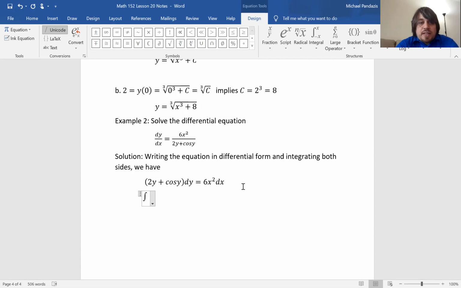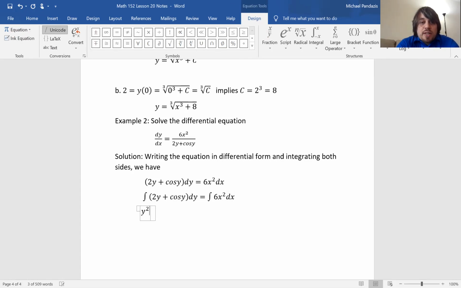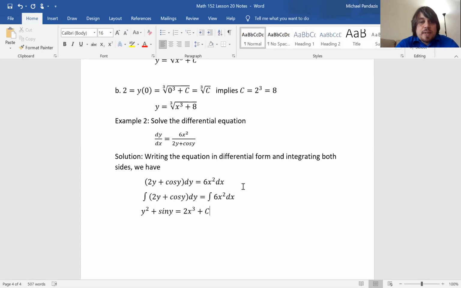So you have the integral of 2y plus cosine y dy, and that's equal to the integral of the right side, which is 6x squared dx. Okay, and now you just calculate the integrals on both sides, to get y squared plus sine y is equal to x cubed over 3 times 6, that's 2x cubed, plus your integration constant c, right? Now I'll remind you where capital C is an arbitrary constant.